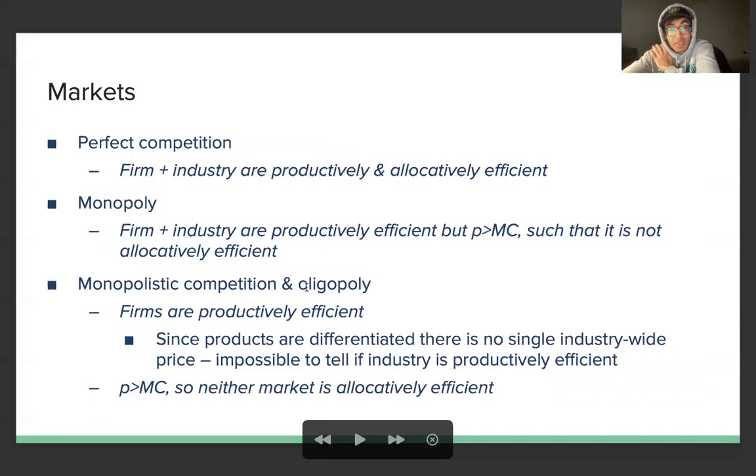And then for monopolistic competition or oligopoly, firms are productively efficient, but since products are differentiated, there's no single industry-wide price, so it's hard to tell if the industry is productively efficient. Unlike perfect competition, there's no single basis. But for allocative efficiency, since price is greater than marginal cost, neither monopolistic competition nor oligopoly is allocatively efficient.